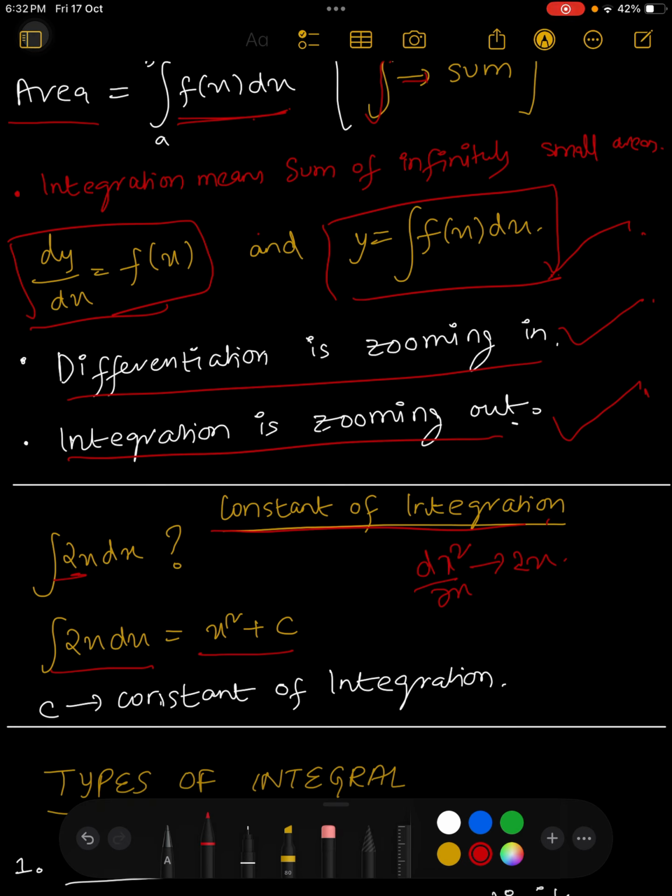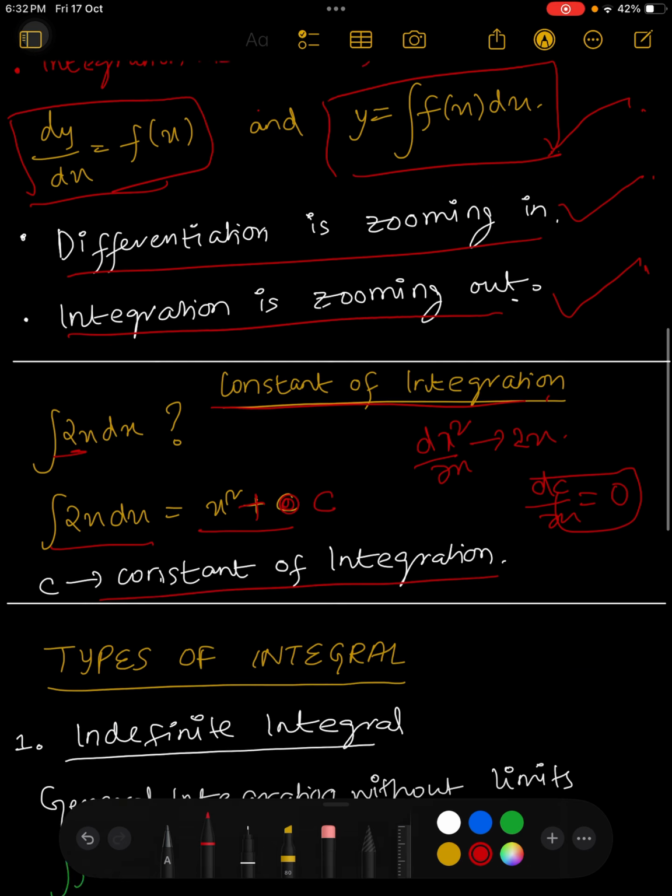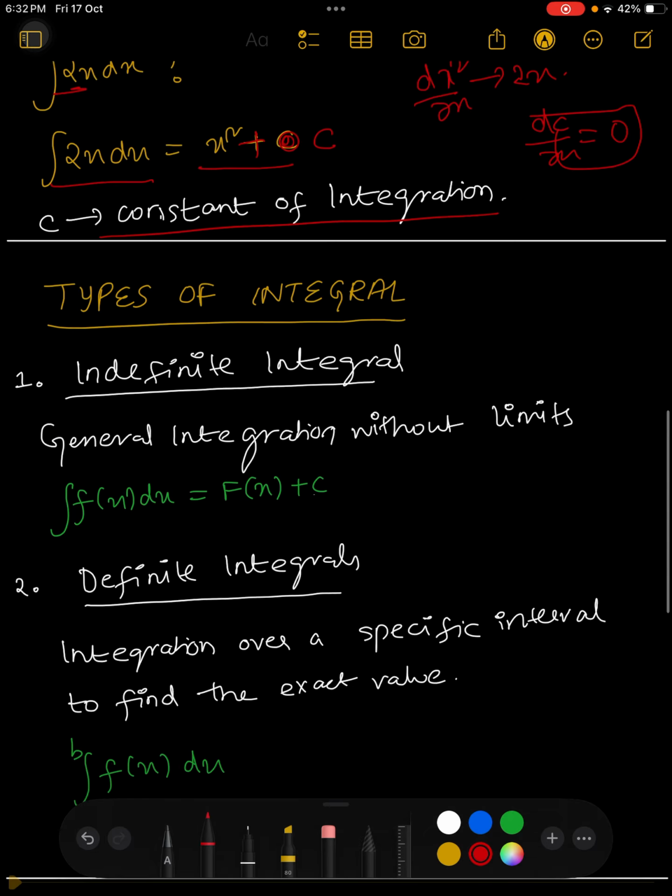But wait, differentiation loses the constant, right? Differentiation of any constant is 0. So we don't know here whether it was plus 2 or minus 3. So we always add a constant plus c called the constant of integration. So this c is known as the constant of integration, right?